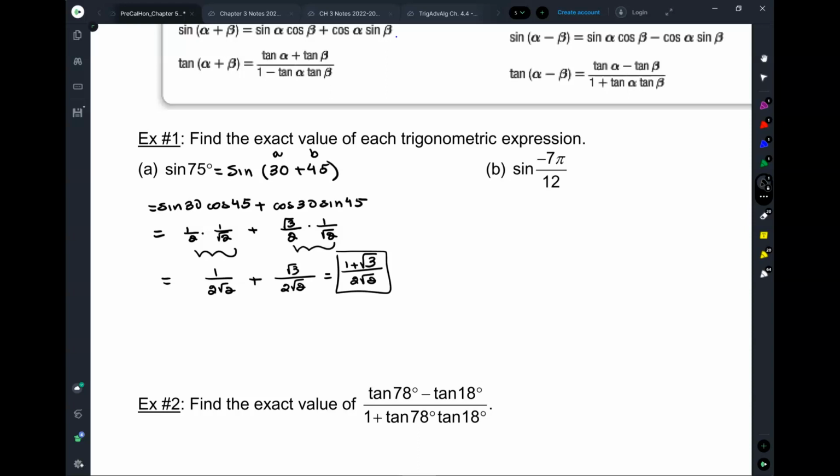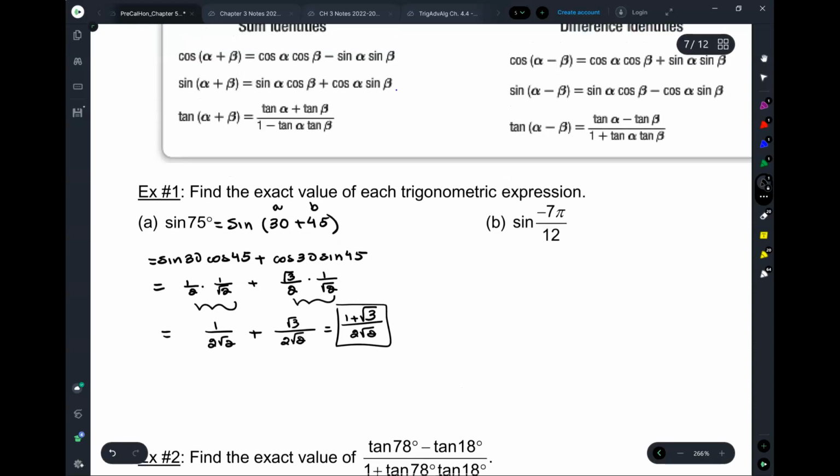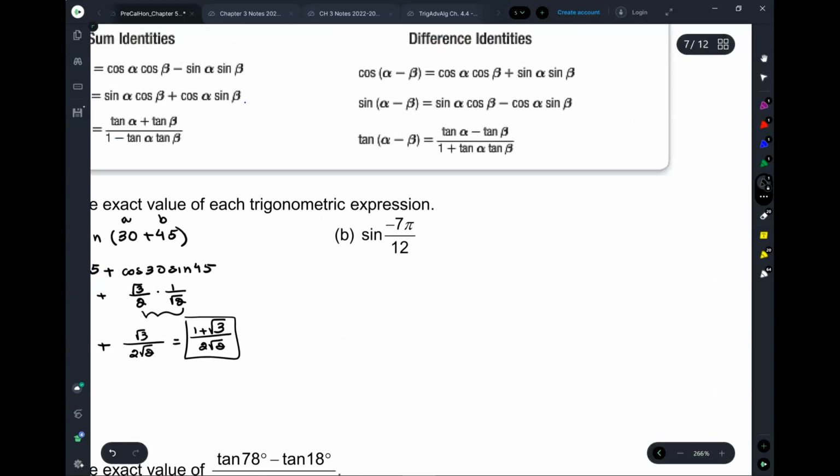Okay, so now, how do we do it in radians? First of all, we have two problems here. One is the angle is negative, but we're going to use our identities for negative angles, right? For negative theta, we know that sine of negative theta is what? Negative sine theta, right? The negative comes out, if it's a sine. So we can rewrite this as negative sine 7 pi over 12.